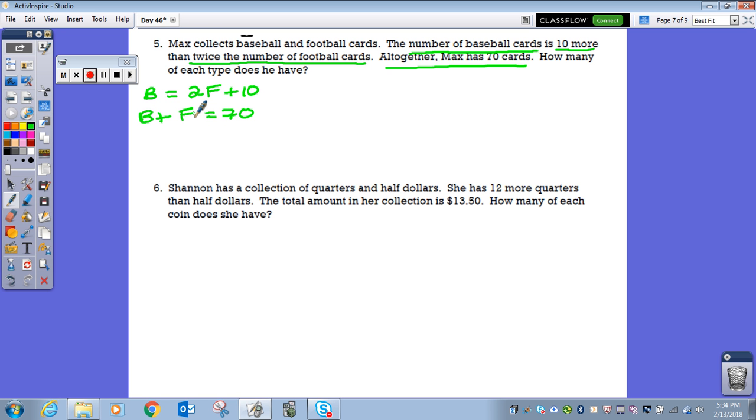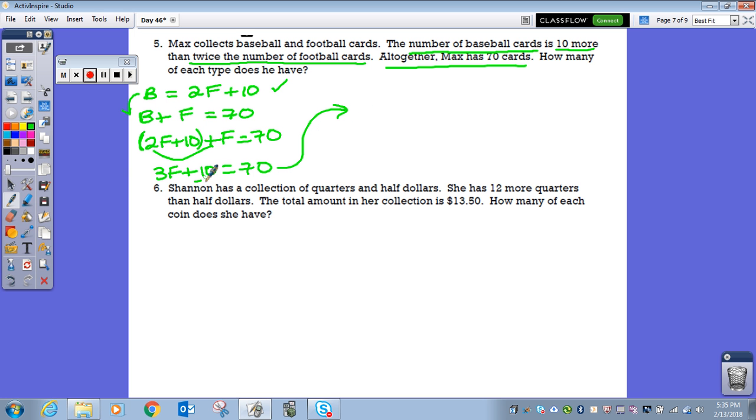So, substitution method, right? I have my B. Look, I just checked off that first equation, right? I have my B all ready for me, and so I'm going to substitute that B down here into this B, right? And so I'm going to put this in parentheses, 2F plus 10. That's my new B, right? And then I also have to finish off that equation there. So plus F is equal to 70, okay? And I'm going to combine my like terms, right? So 3F plus 10 is equal to 70. And I'm just solving this now, right?